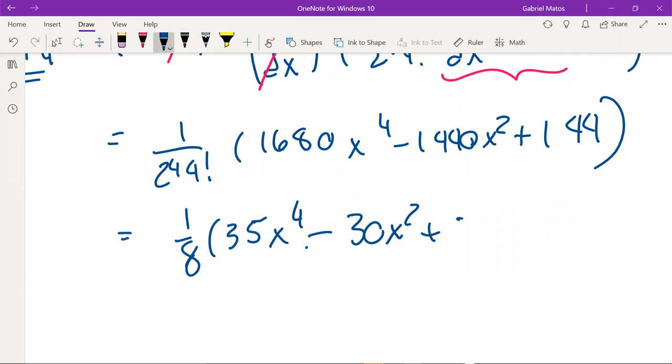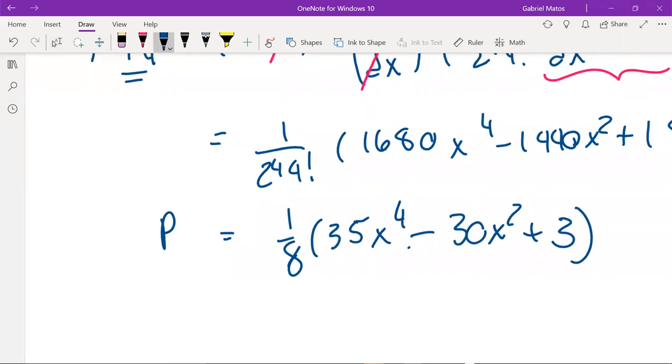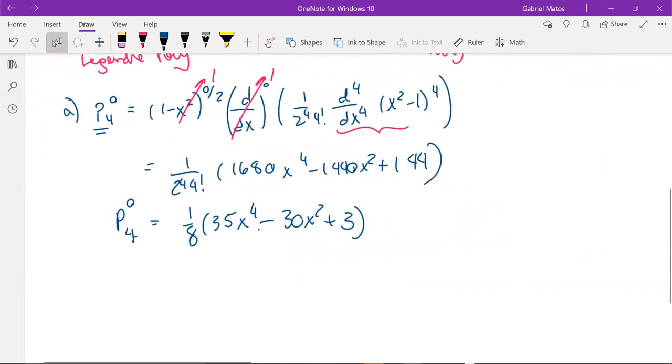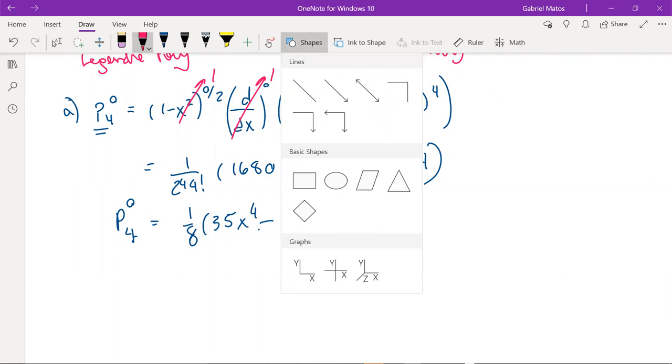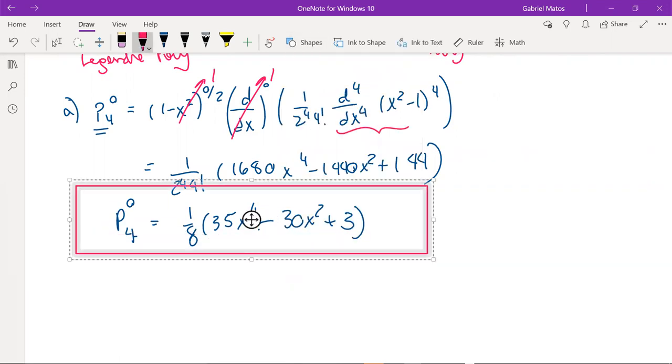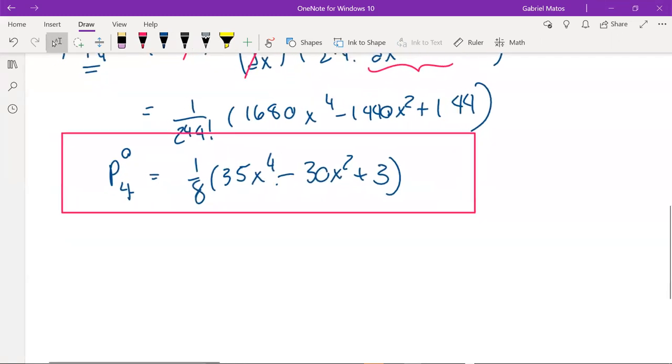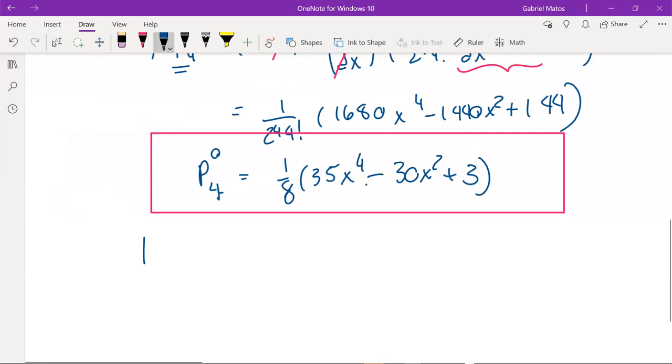I hope everyone is aware that it's good to go through these things and know how they're generated, but all of these are also tabulated. So if you Google, maybe Wolfram Alpha or somewhere, the Legendre polynomials, they will give you a list with all of them or a good chunk of them. I'm pretty sure you can find as many as you want out there on the internet.